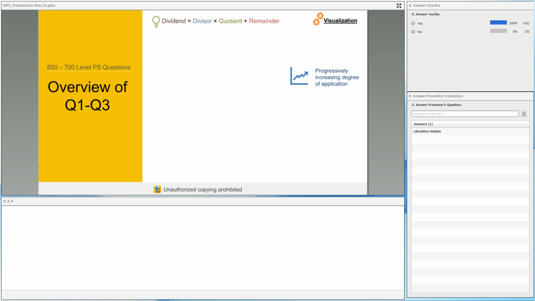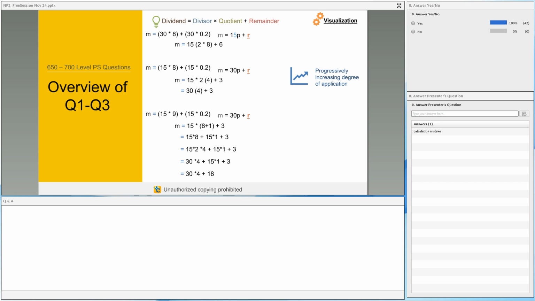Dividend is equal to divisor into quotient, and we solved 3 questions of progressively increasing difficulty level. In the first and second questions, we were just focusing on the second part, right? In the third question, we saw how we can use manipulation to solve the question. So the concept, as I told you, in GMAT will remain the same. They might make it difficult by involving a few more manipulations.